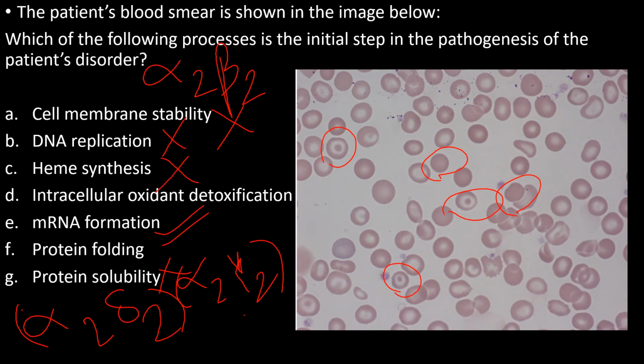Impaired intracellular oxidant detoxification occurs with G6PD deficiency, or glucose 6-phosphate dehydrogenase deficiency, which is a cause of hemolytic anemia. Whereas an example of a protein folding defect is that caused by the Z mutation in the gene coding for alpha 1 antitrypsin.